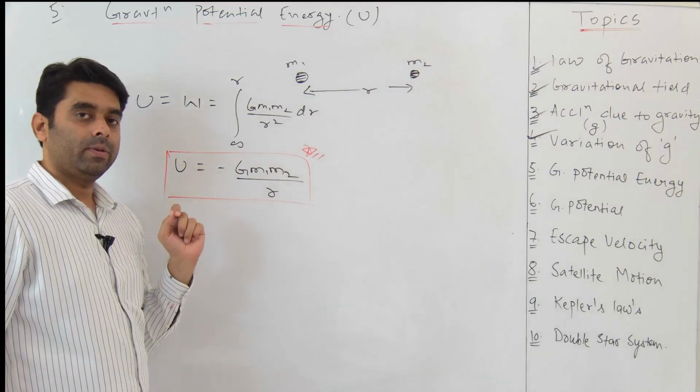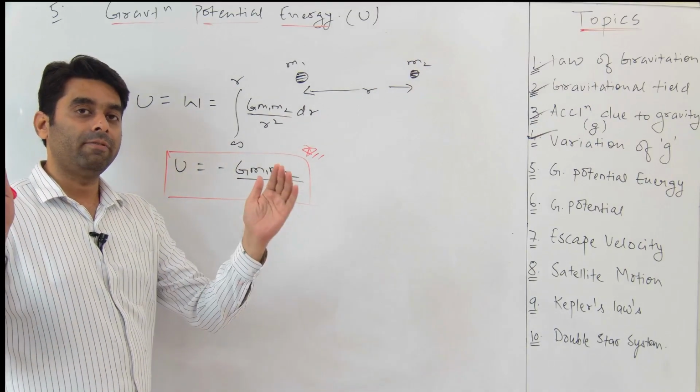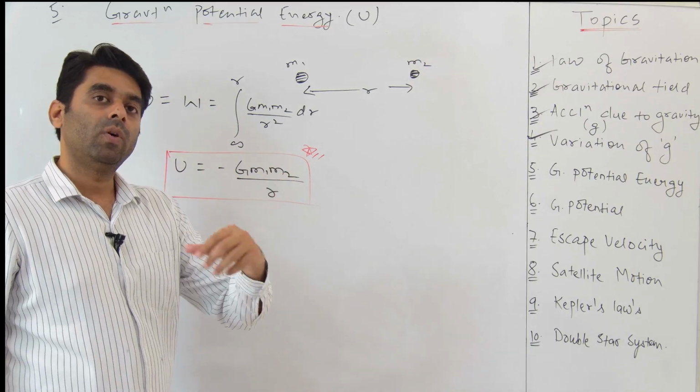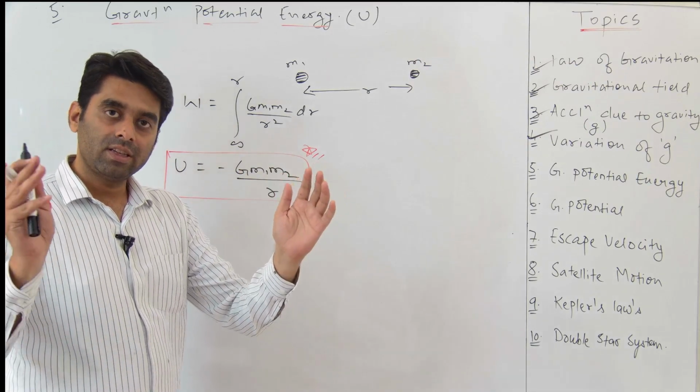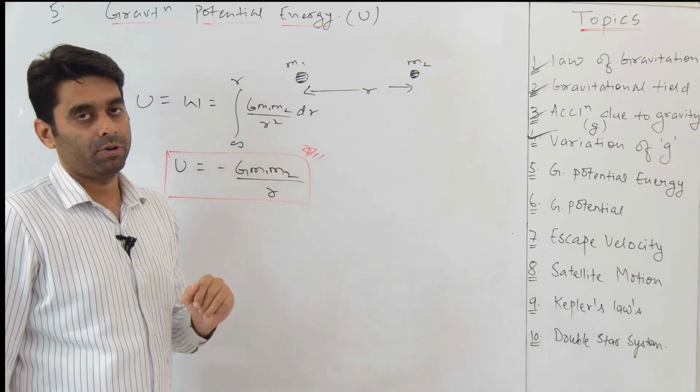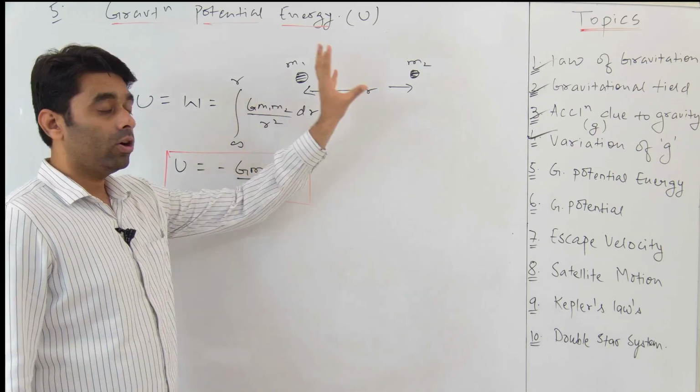Over here you will note that a negative sign has come. What is this negative sign indicating? The negative sign is there because gravitational force is attractive in nature. Because it is attractive, the work done against it will be negative only, right? Therefore we get the gravitational potential energy as negative. This is for two masses.